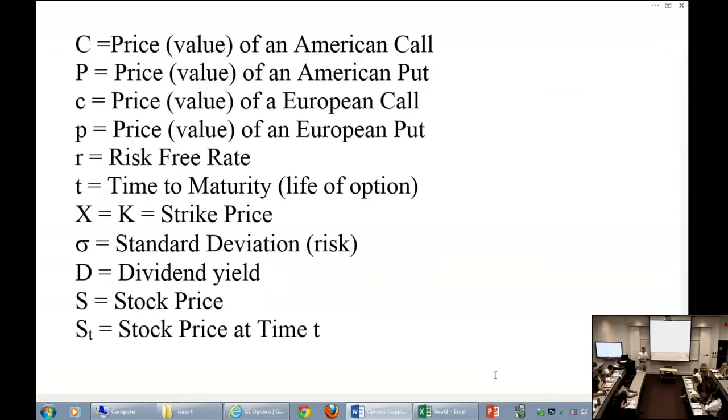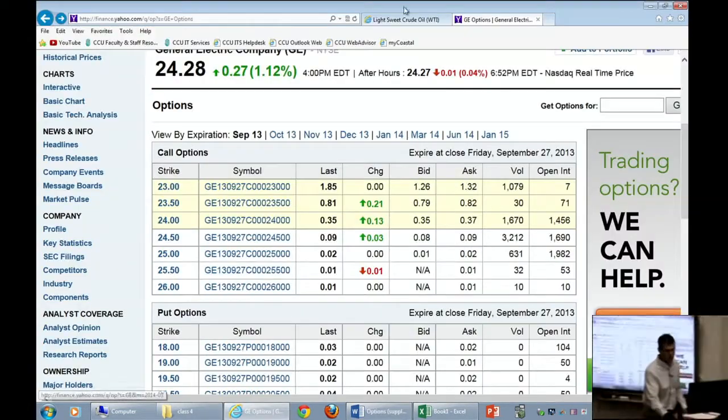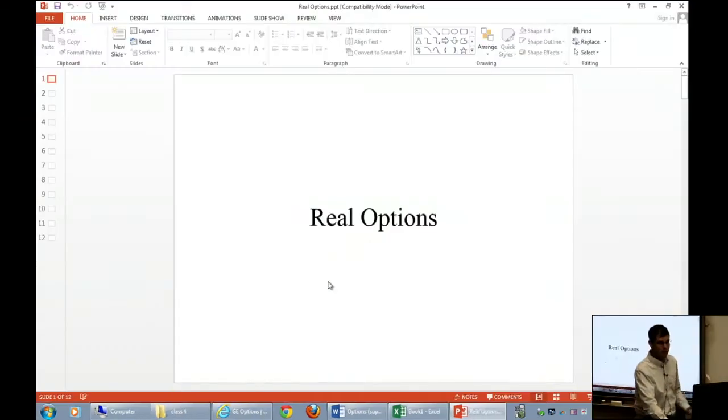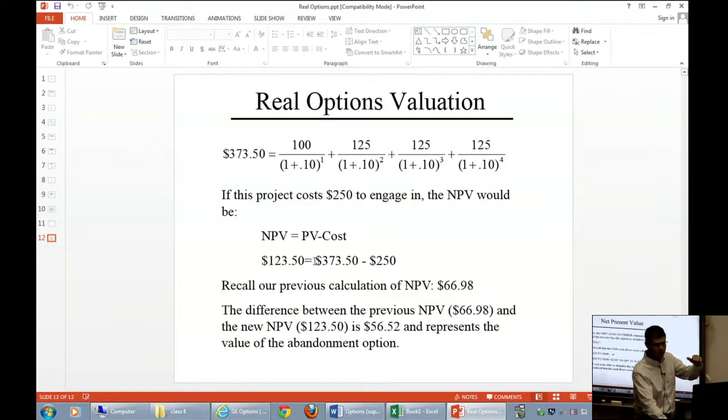Because it matters, right? We showed, if you go back to last time, if you look at the real options document that we went through, if you remember, NPV underestimates the value of these projects, right?